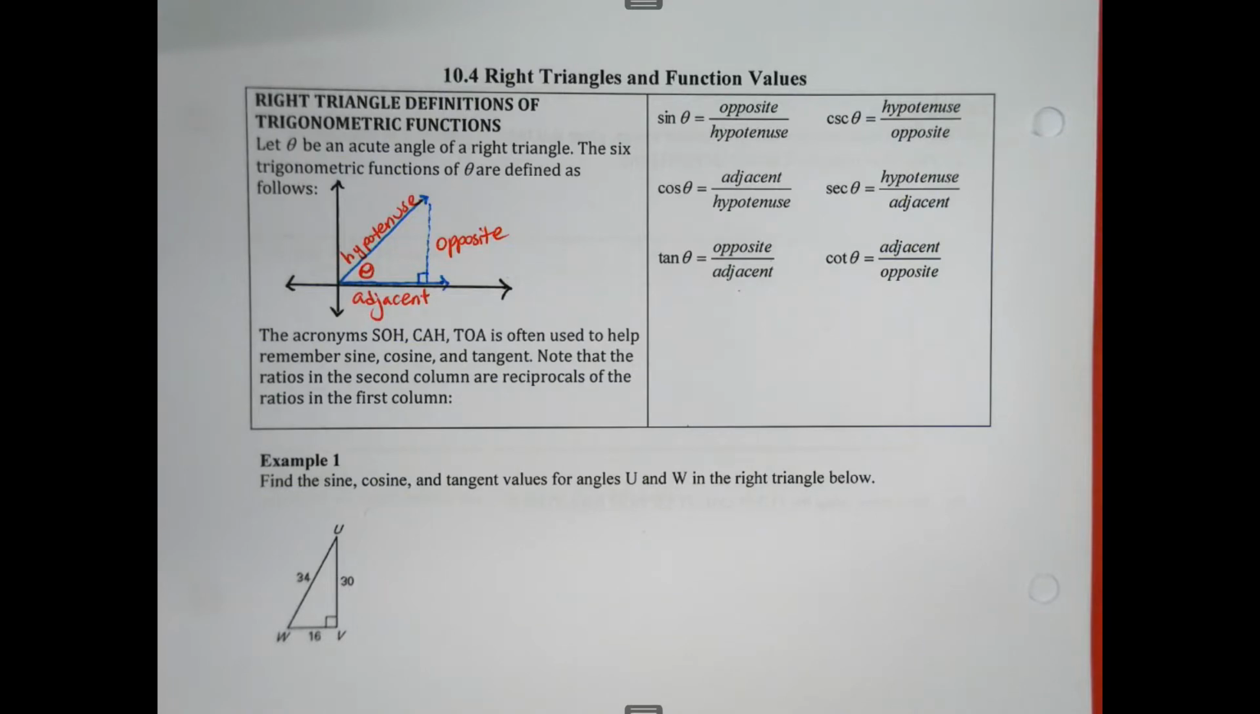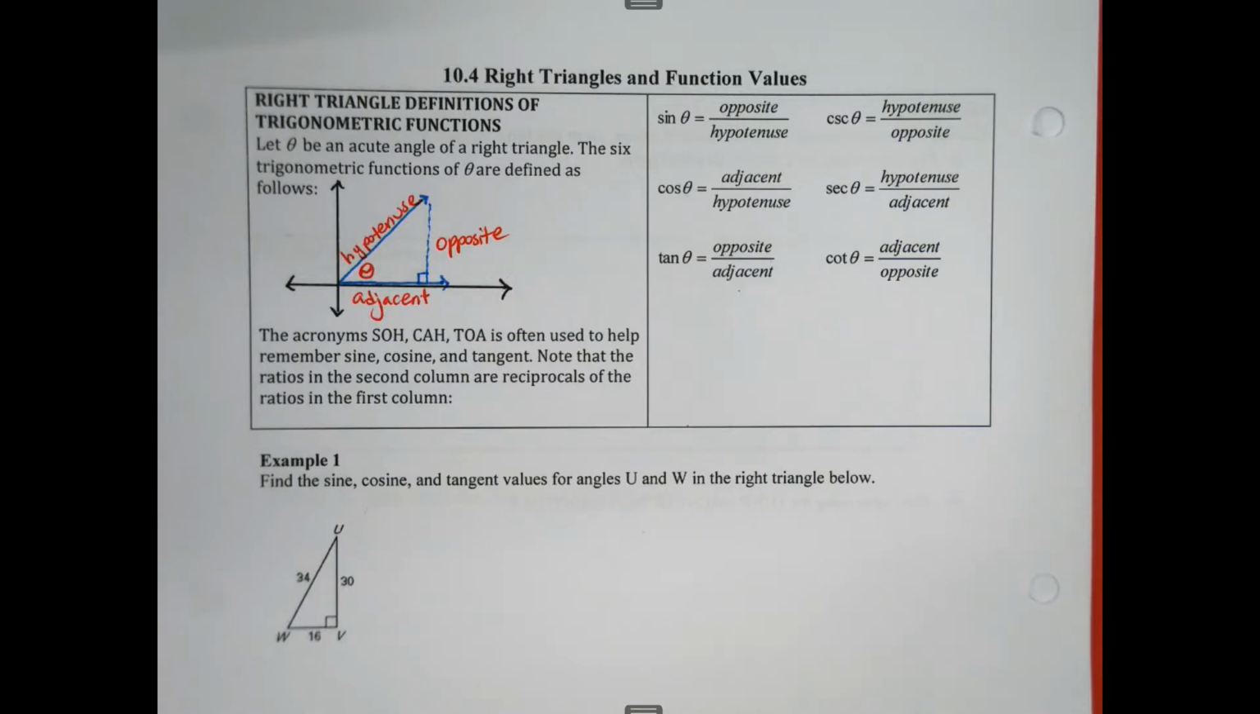Cosine of theta is adjacent over hypotenuse. Tangent of theta is opposite over adjacent. Cosecant of theta is hypotenuse over opposite. Secant of theta is hypotenuse over adjacent. And cotangent of theta is adjacent over opposite.